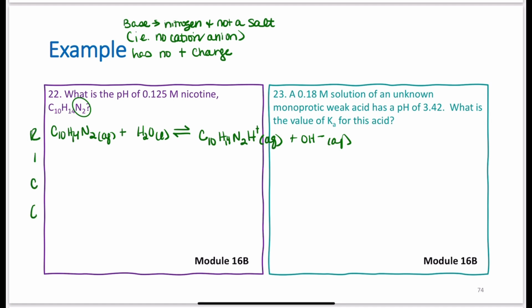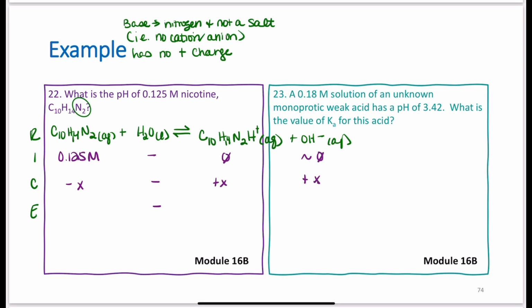Set up your RICE chart. Initially, I have a 0.125 molar solution of nicotine. Water is my solvent, so it's not going to factor in here at all. My conjugate acid, I don't have any of it to start, and I have approximately no hydroxide to start. The amount of hydroxide in native pH water, so just pure water, is 10^-7. This is higher than that concentration, so anything I produce here should be higher than what water naturally has.